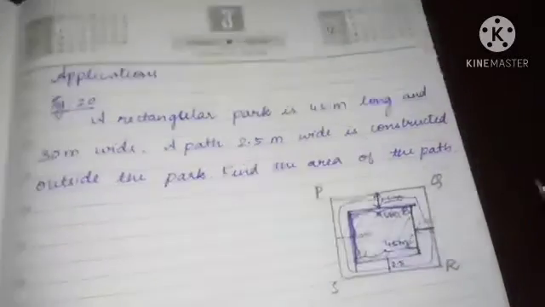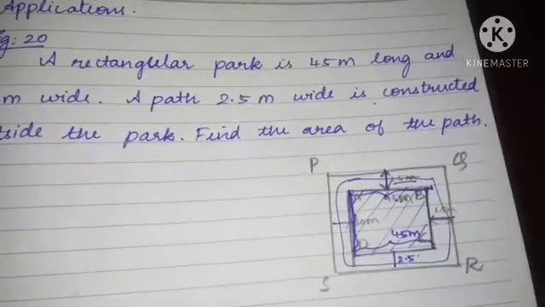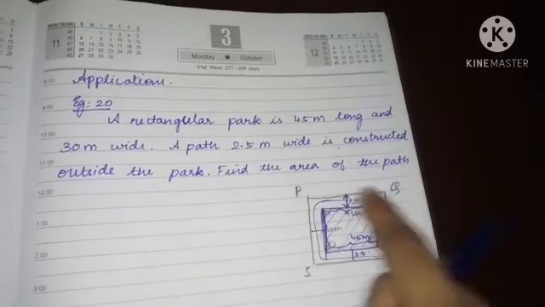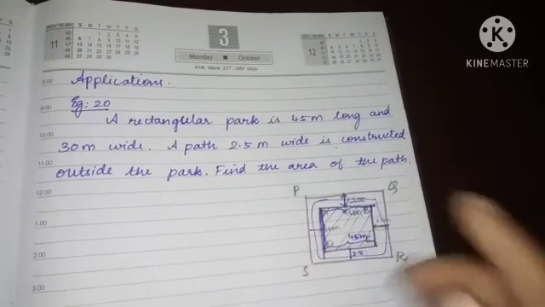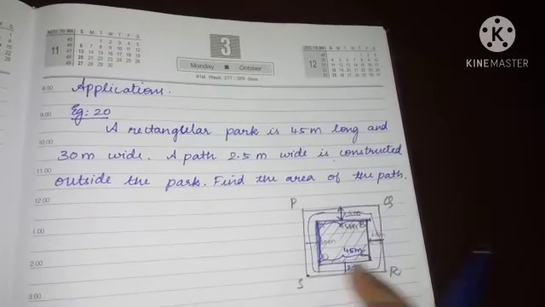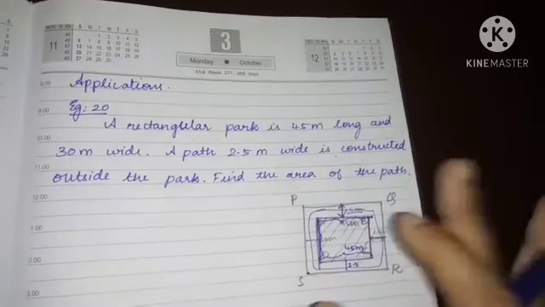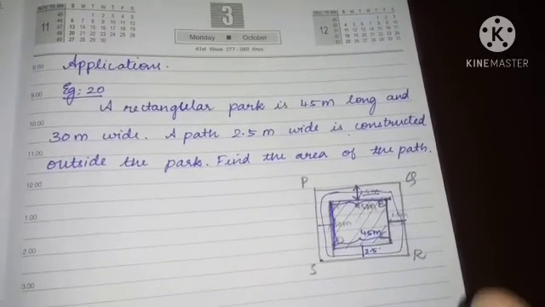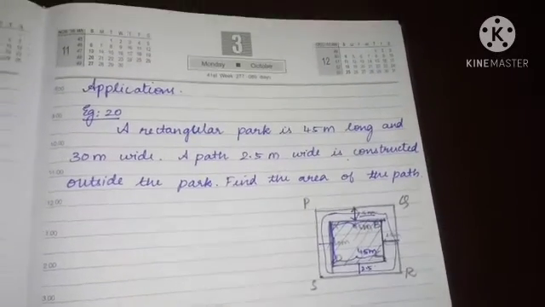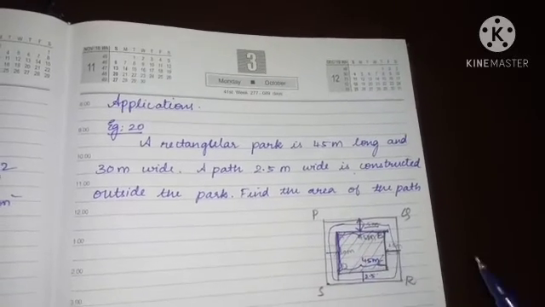The area of this walking area, you should find it. How will you find the area of this path, children? First you should find the area of the full rectangle, then the area of the small rectangle. If you subtract both, you will get the area of the path. Okay, shall we start doing it? Using this length and breadth, can we find the area of the rectangular path?